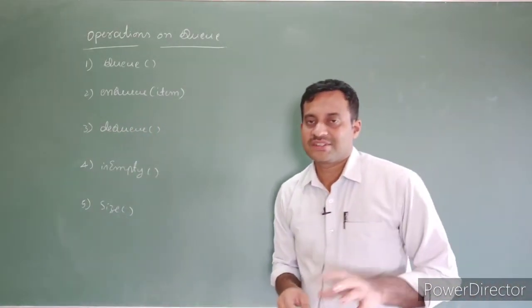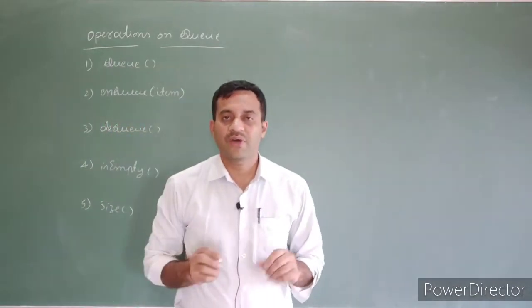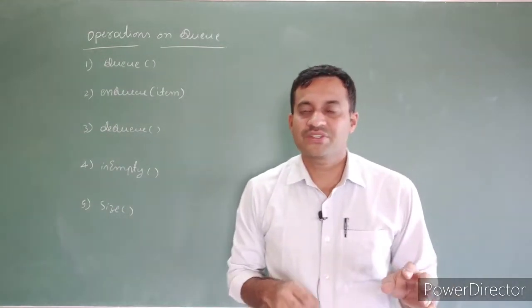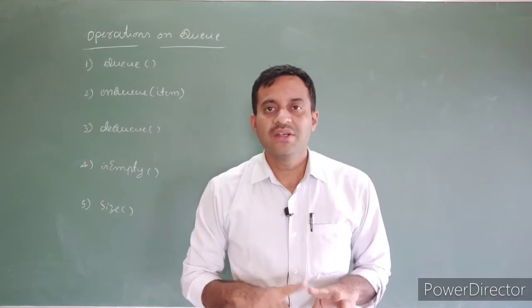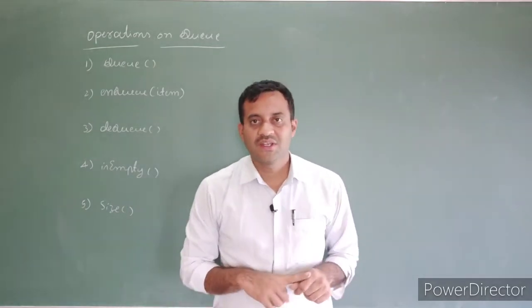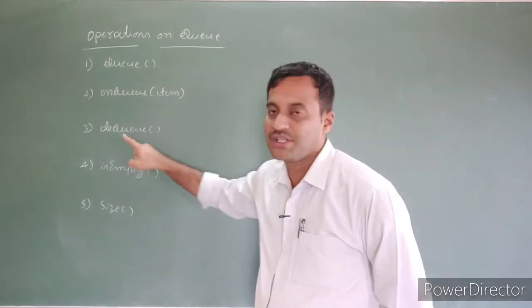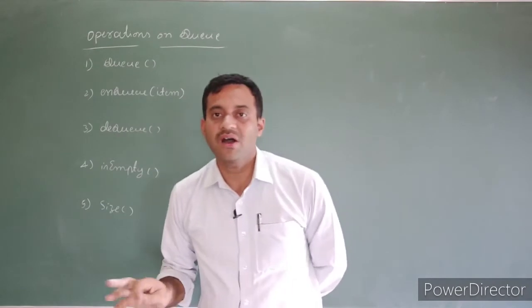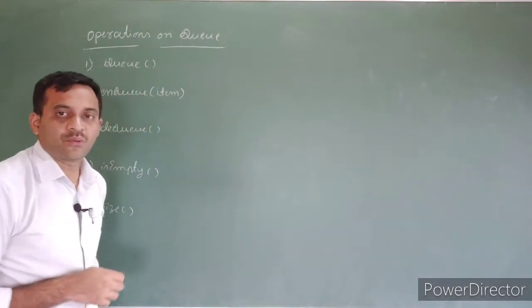Just to compare with the stack: a stack has 6 operations, but a queue has 5 operations. In a stack, the 6 operations are stack, push, pop, peek, is empty, and size. Here NQ is the same as the push operation, and DQ is the same as the pop operation. But there is no peek operation in queue. Let's see the operations one by one.